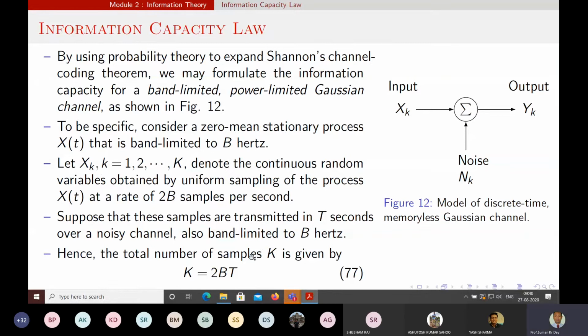Now suppose these samples are transmitted in T seconds over a noisy channel, also band limited to B hertz. This is the condition we have considered. So what should be the total number of samples K? The K we need to find out will be equal to 2B into T.